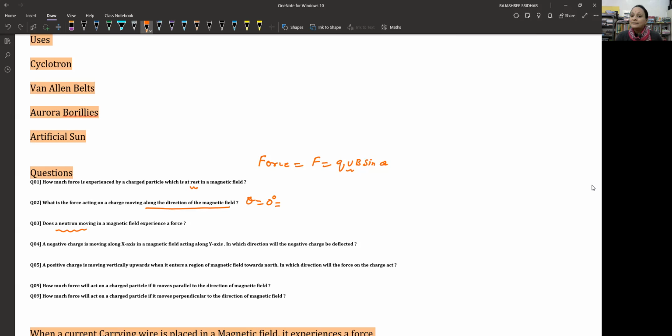Does a neutron moving in the magnetic field experience a force? Is there a charge on the neutron? No, there is no charge on the neutron, so no force. Okay, negative charges are moving along the x direction and the magnetic field is along the y-axis. What will be the direction the negative charge will be deflected? You have to think about it. Put your right hand rule and then say yes.